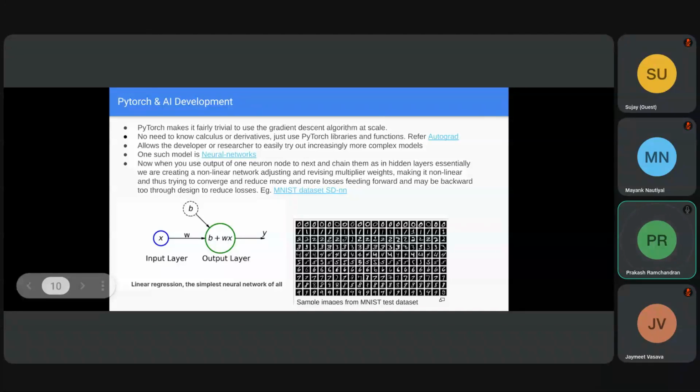So one of the models is the neural network, right? One model. There are many models. One model we are talking about is the neural network. And details of these are available on the link. I'll leave it there. I anyway share slides with you.